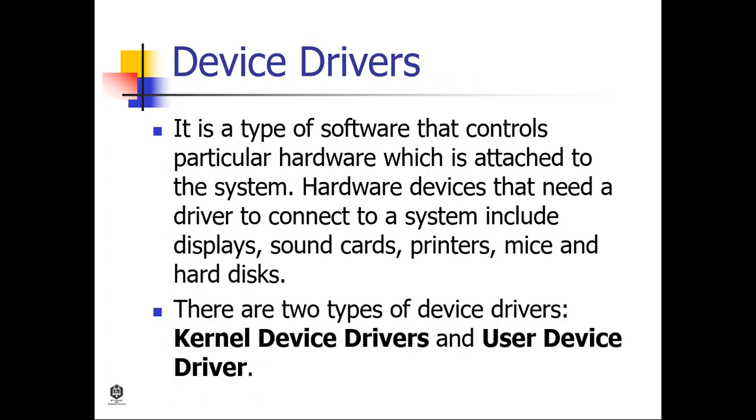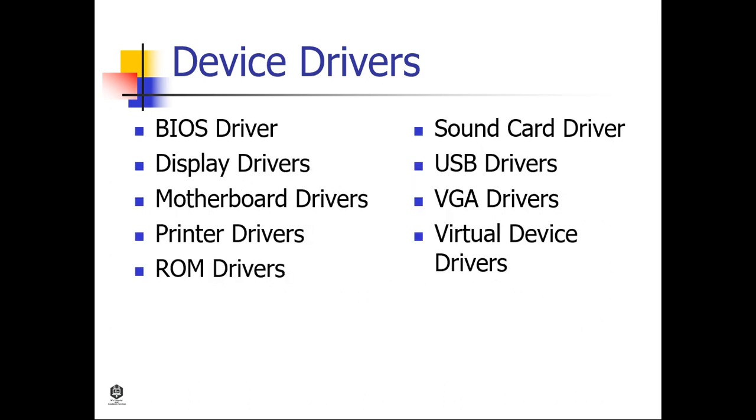Next, device drivers. It is a type of software that controls particular hardware which is attached to the system. Hardware devices that need a driver to connect to a system include displays, sound cards, printers, mouse, and hard disk. Further, there are two types of device drivers: kernel device drivers and user device drivers.